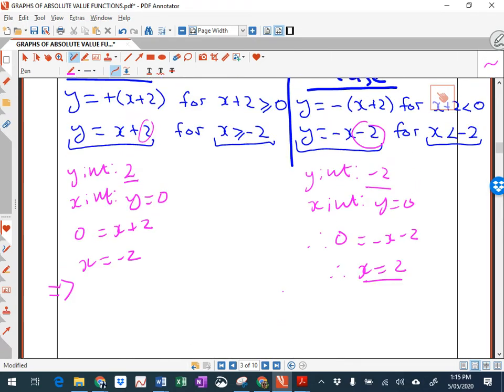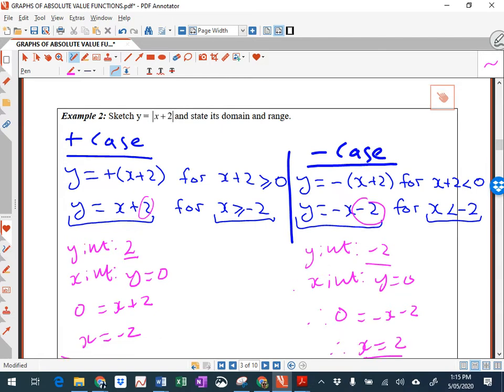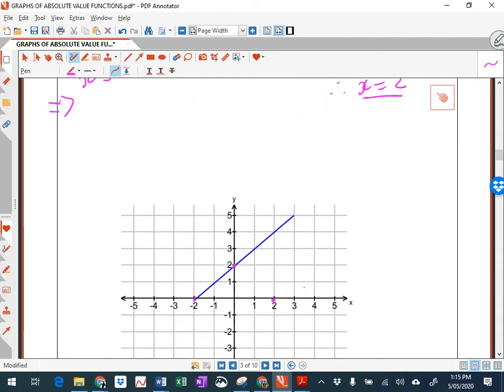And now I just realised, yeah, that's correct. Minus x minus 2, so it goes through, sorry, -2, yeah. So I've got to go through 2 and -2.